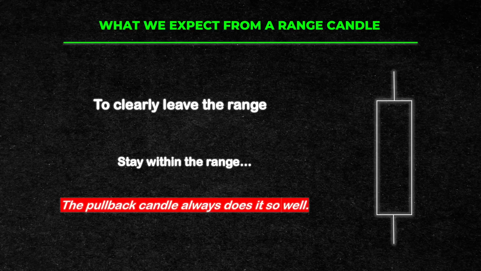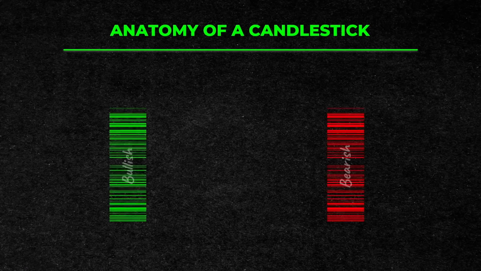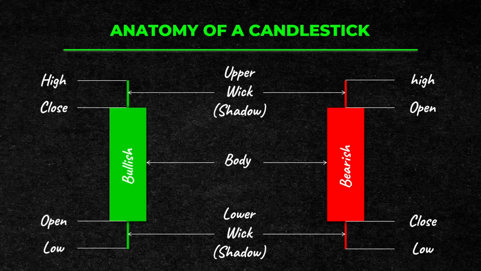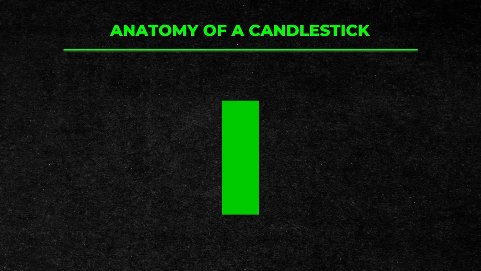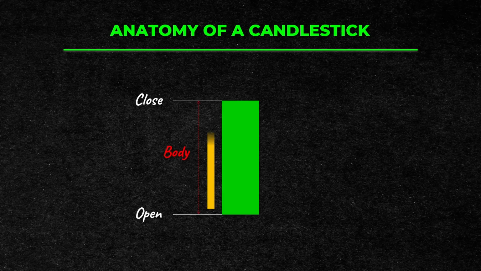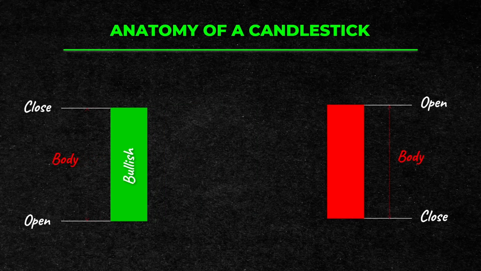To truly understand candle range theory, you need to know what a candlestick actually shows you, because every part of the candle tells a story. Each candlestick has two main parts: the body and the wick. Let's start with the body. That's the space between the candle's open and close. If the close is higher than the open, the candle starts at a lower price and ends at a higher price, so it's a bullish candle. If the close is lower than the open, the candle starts at a higher price and ends at a lower price, so it's a bearish candle.